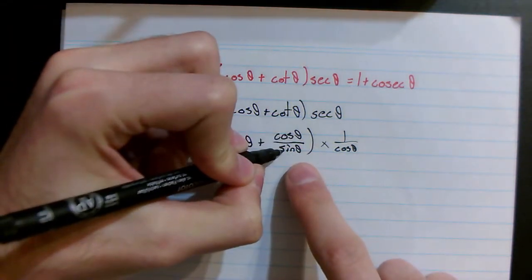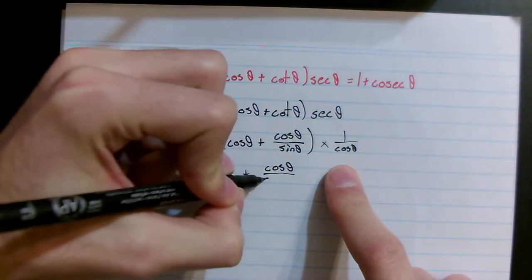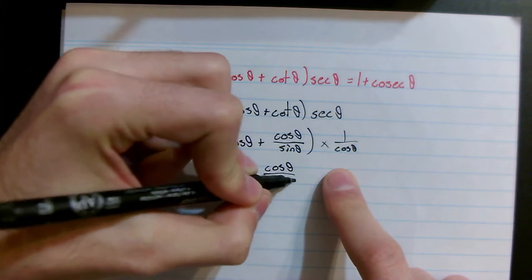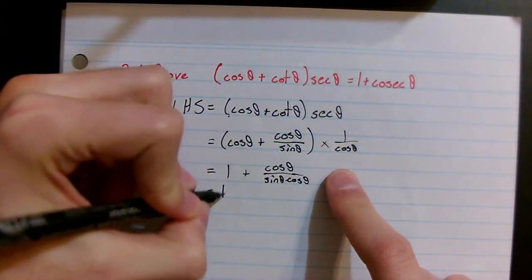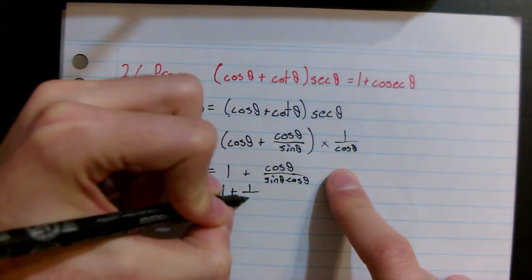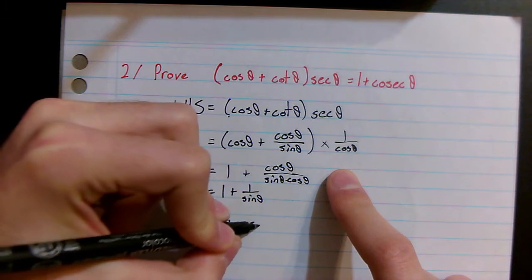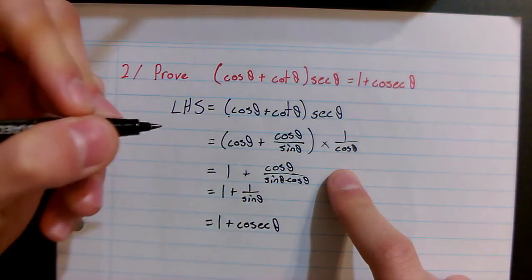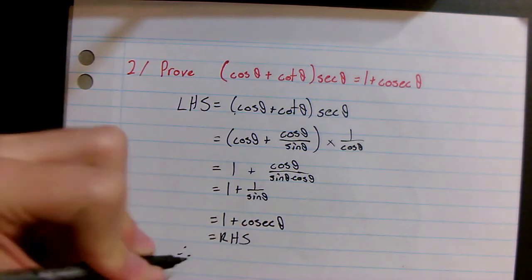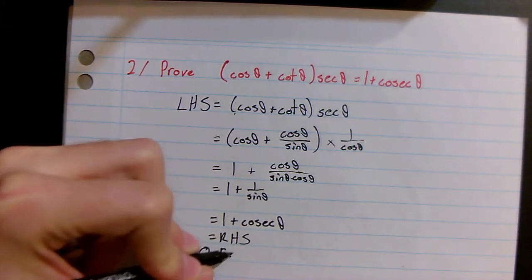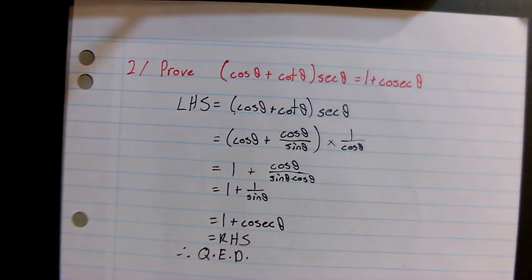So cos over sine times 1 over cos leaves you with cos theta over sine theta, and then cos theta pops in on the bottom, and we can cancel the cos's, and that leaves us with 1 plus 1 over sine theta, which is 1 plus cosec theta, which is equal to our right hand side as required. Therefore it was quite easily done. Okay, hope that makes sense.